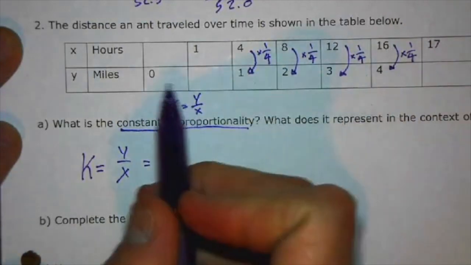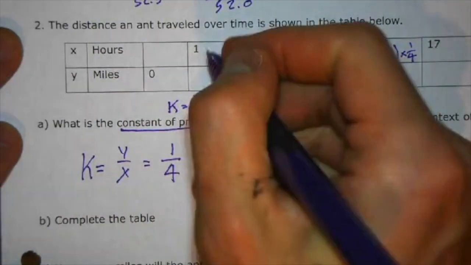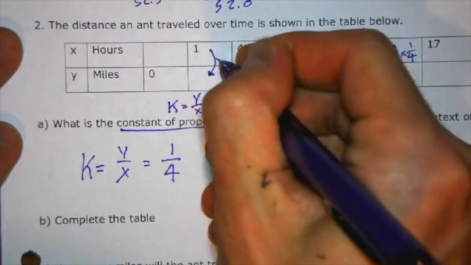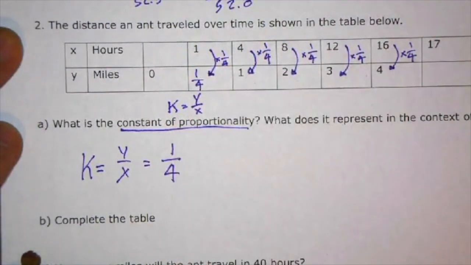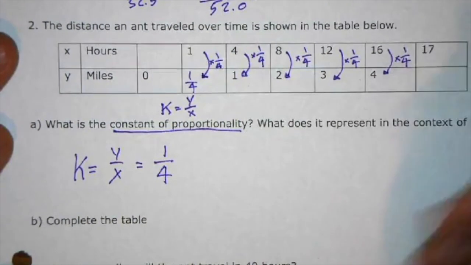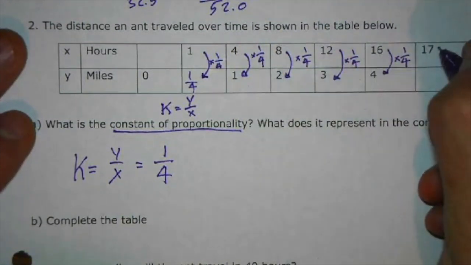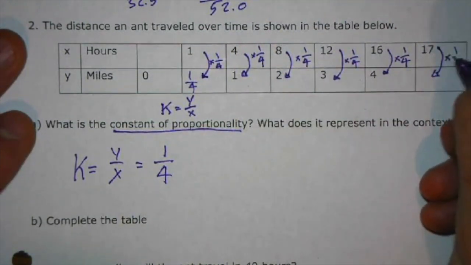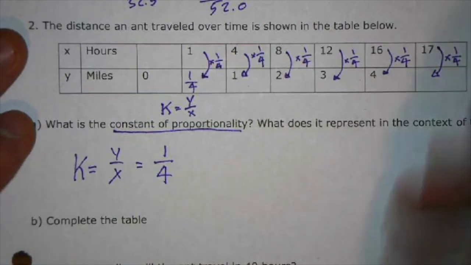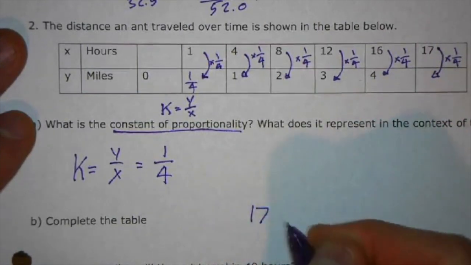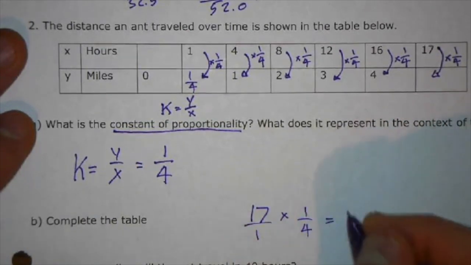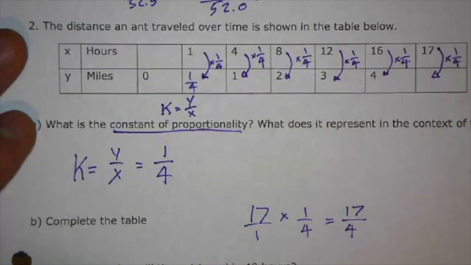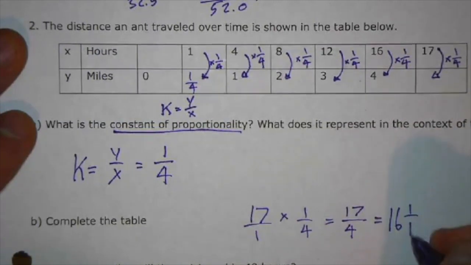So if I want to find how many miles this ant traveled in 1 hour, I'm going to multiply by 1/4. And it's 1/4 of a mile. And if I want to find how many miles this ant traveled in 17 hours, I'm going to multiply by 1/4. And that's where I might need to do a little bit of side work. So 17 times 1/4, well, that's 17 over 1 times 1 over 4, which is 17 over 4. And if I convert that to a mixed number, it's going to be 16 and 1/4.